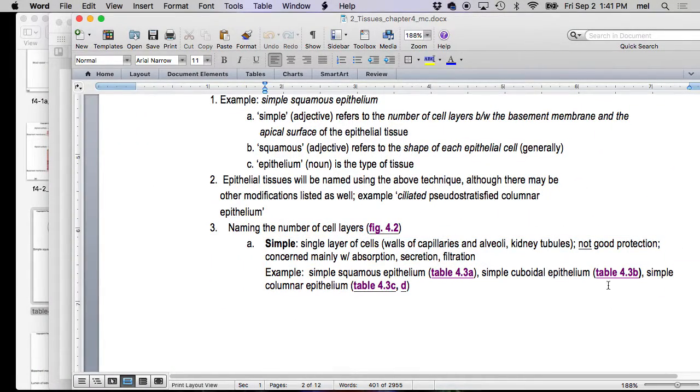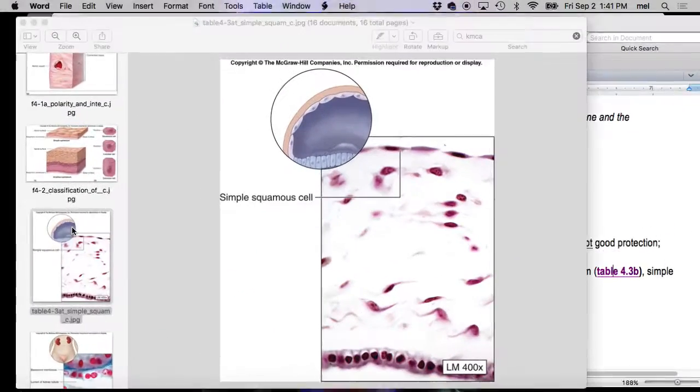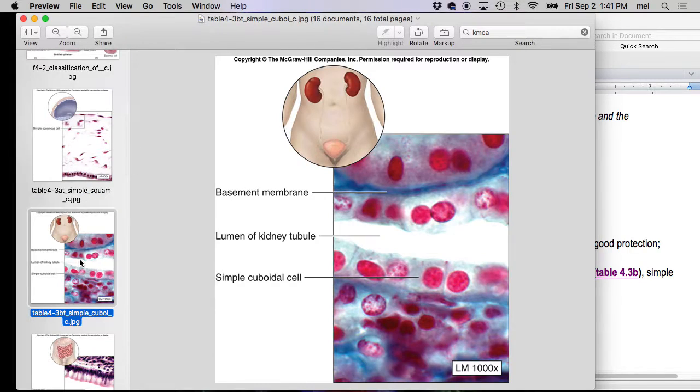Simple cuboidal is the one that's next. Simple cuboidal epithelium is right here. I just think it's the cutest tissue. The cells are usually nice and round and perfectly symmetrical and they just look kind of happy. Okay, so this is simple cuboidal epithelium. So you can tell it's simple, right? You would guess that it's cuboidal.